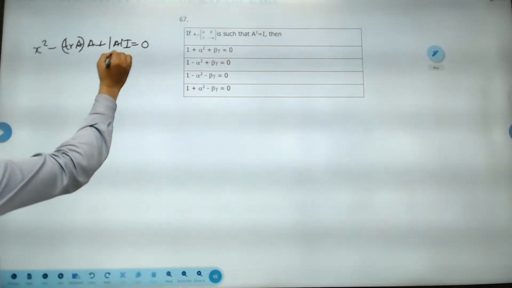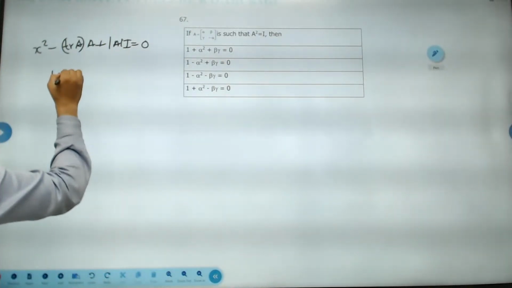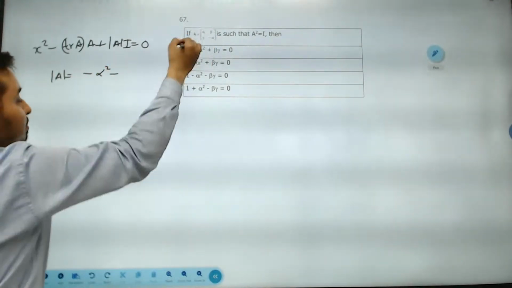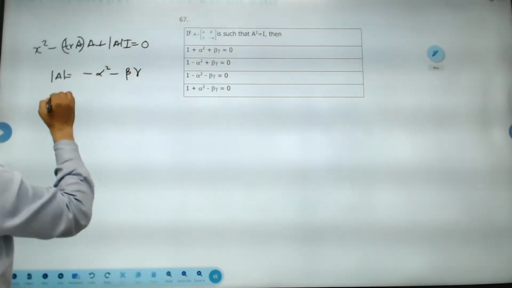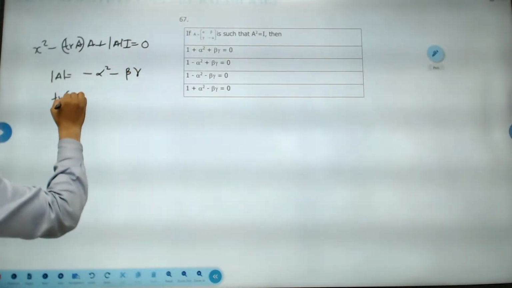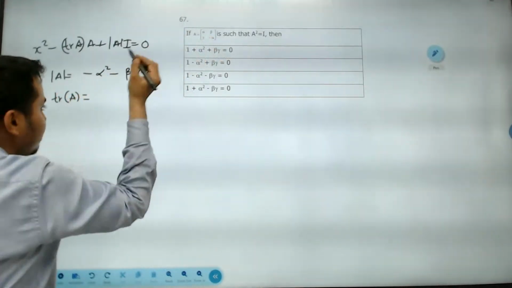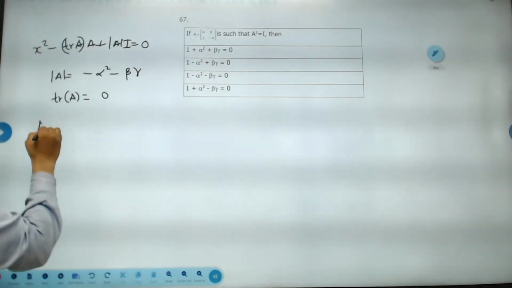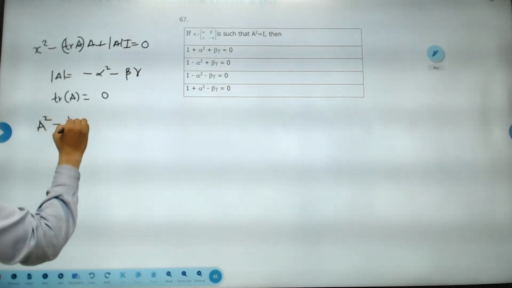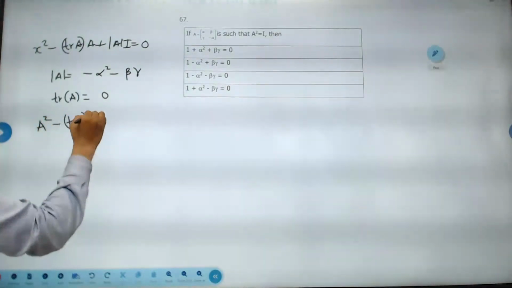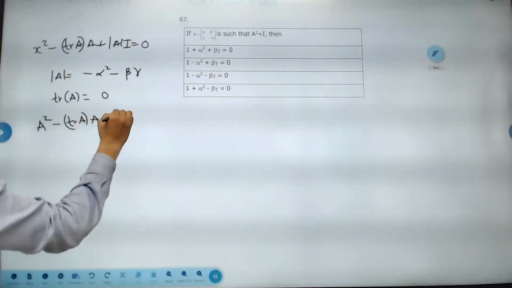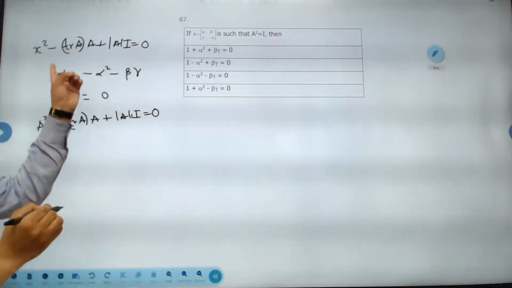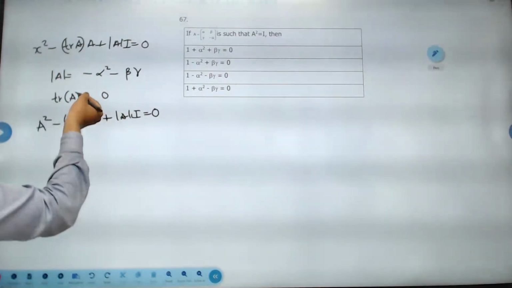So we need det A. I'll find det A quickly. Det A is alpha into minus alpha, which is minus alpha square, minus beta gamma. And trace of A is nothing but the sum of the principal diagonal elements, alpha minus alpha, which would be 0. Every matrix satisfies its characteristic equation, so A square minus trace of A into A plus det A into I is O, and trace A is 0 like we have found.